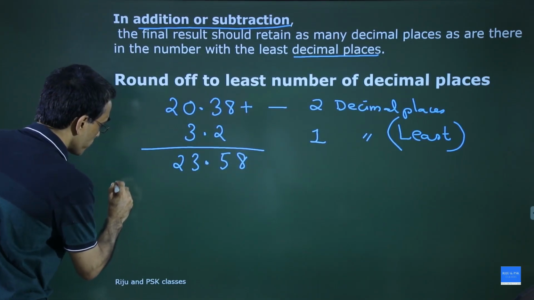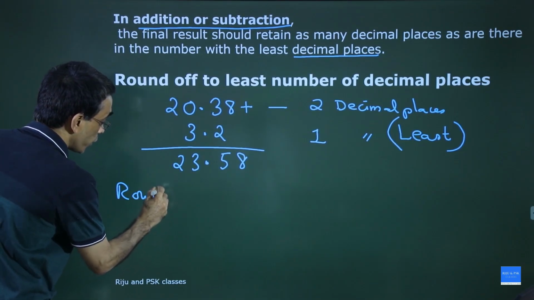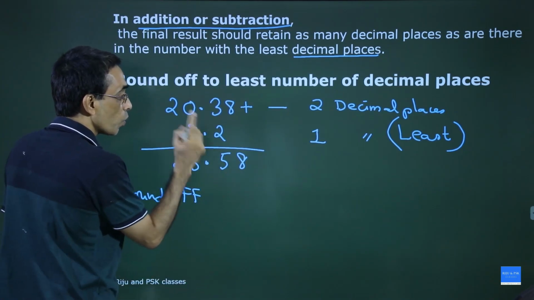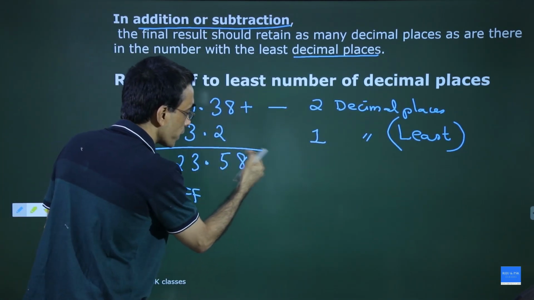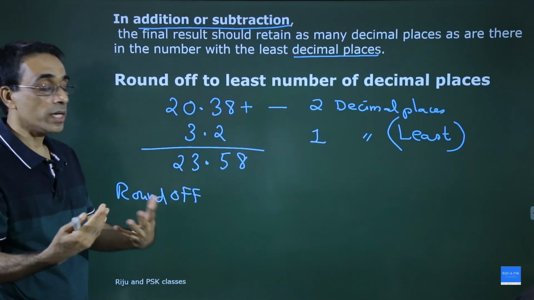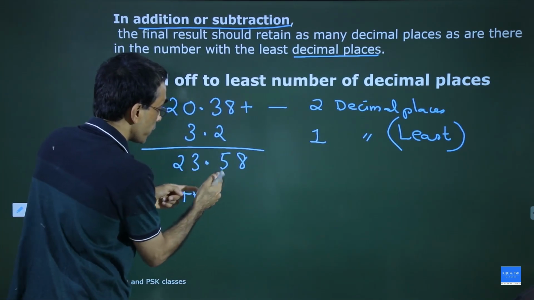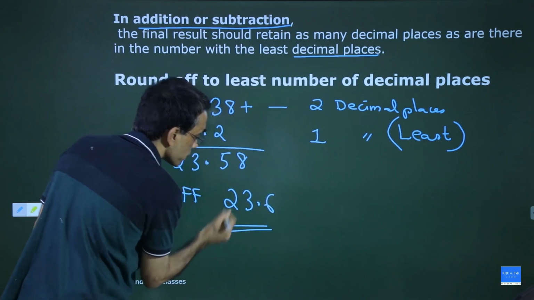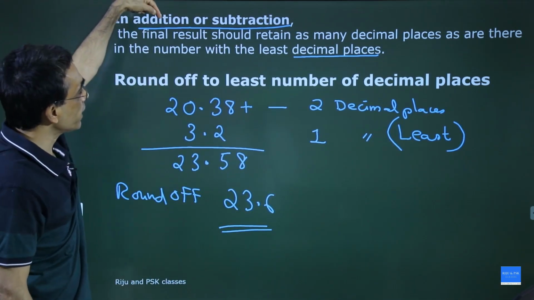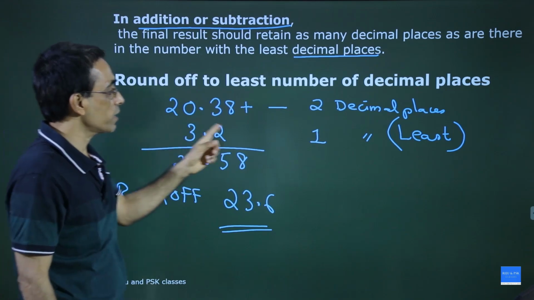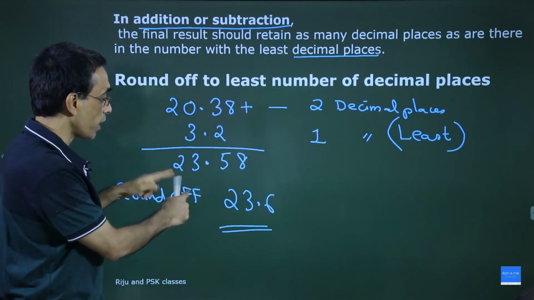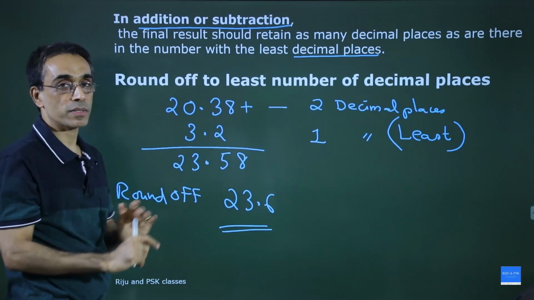So round this off. I hope you know how to round off numbers. Round off to one decimal place. That means this 8 should be removed, and you know 8 is greater than 5. If it is greater than 5, increase the previous digit, so you will get the answer 23.6. This is the answer. So in addition, what to do? Find the number with the least decimal places and round off the answer to that many decimal places.